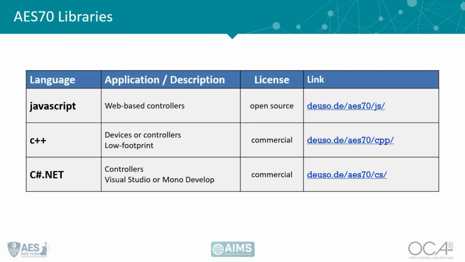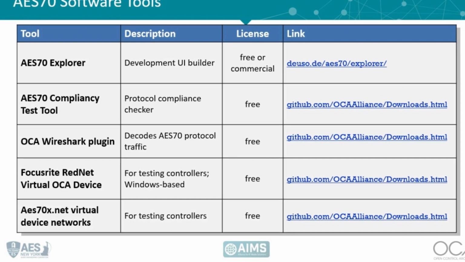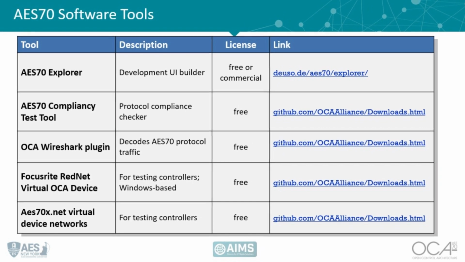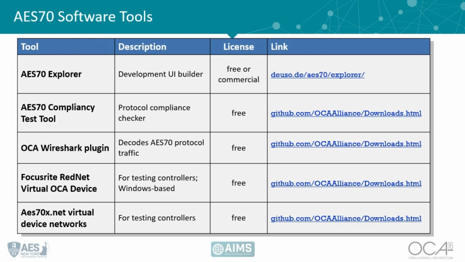There are these two commercial libraries, C++ and C#, for building devices, controllers, and so on in normal programming development environments. Those are libraries. There are also these software tools. AES70 Explorer is a cool thing. It's a generic executable. You run it, and it finds all the AES70 devices on your network and gives you a picture of them. It lets you pick one or two of them, and gives you a palette of controls. You can drag and drop controls out of a toolbar to construct little controllers.